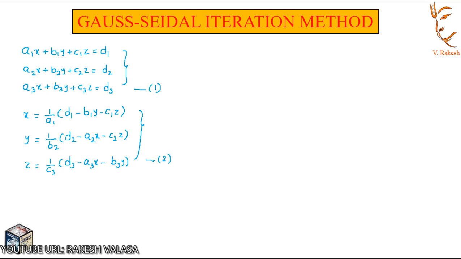Here we start with the initial approximations, that is x0, y0, z0 for x, y, z respectively, which may each be taken as 0. Now substituting y equal to y0, z equal to z0 in the first of the equations 2, we get x1 equal to 1 by a1 into (d1 minus b1y0 minus c1z0).